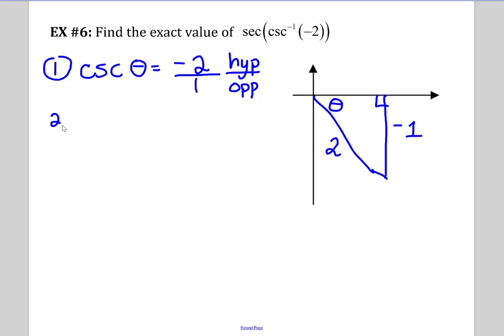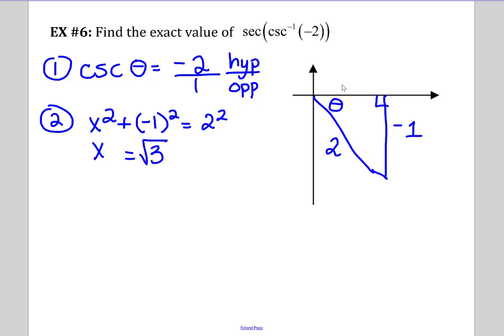And then we want to find the missing leg, so we are looking for x this time. X squared plus -1 squared is going to give us the hypotenuse squared. So x squared is going to be 4 minus 1, and take the square root of both sides. That puts the x-axis 3 under the radical. So radical 3 to the right, and 1 down, and 2 for the hypotenuse. Now we can answer the question.